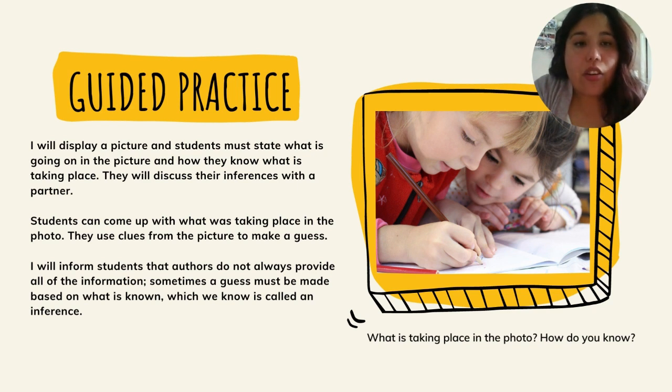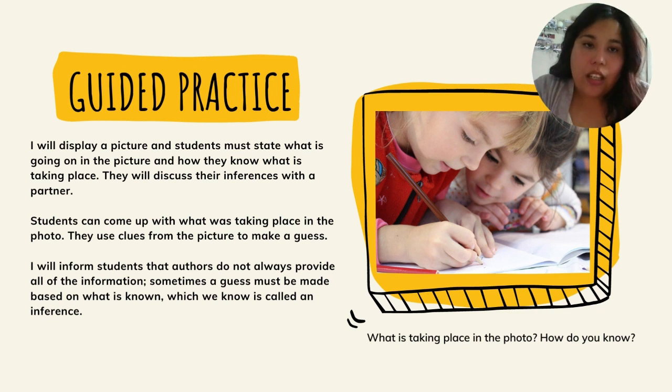Here is where we connect our concept to our key point or our learning objective, which is we are learning to cite textual evidence to support inferences. I will display a picture, and students must state what is going on in that picture and how do they know what is taking place. I have at this point modeled how to do this. So this is more of a guided practice where students will still receive additional support after they've already seen how to do it.